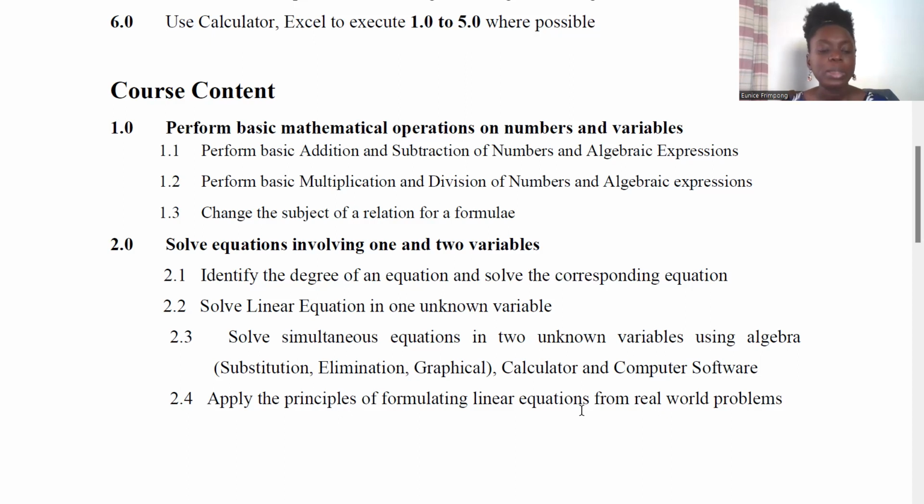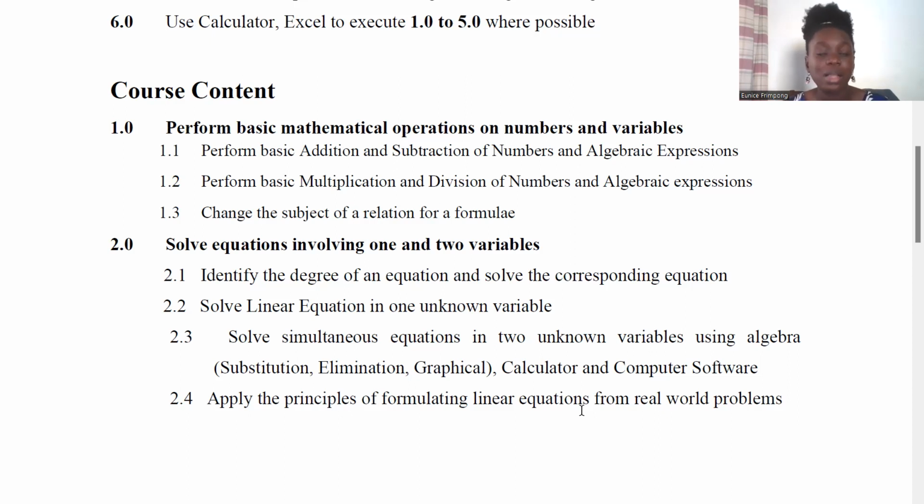In part 2, we will solve equations involving 1 and 2 variables. So first of all, we understand what the word variable means. And then we will have equations that involve just 1 variable, and there are equations that involve 2 variables. So we will identify the degree of an equation and solve the corresponding equation. So every equation also has a degree, okay? We will solve linear equations in 1 unknown variable, and we will solve simultaneous equations. That's equations that are presented at the same time in 2 unknown variables using algebra.